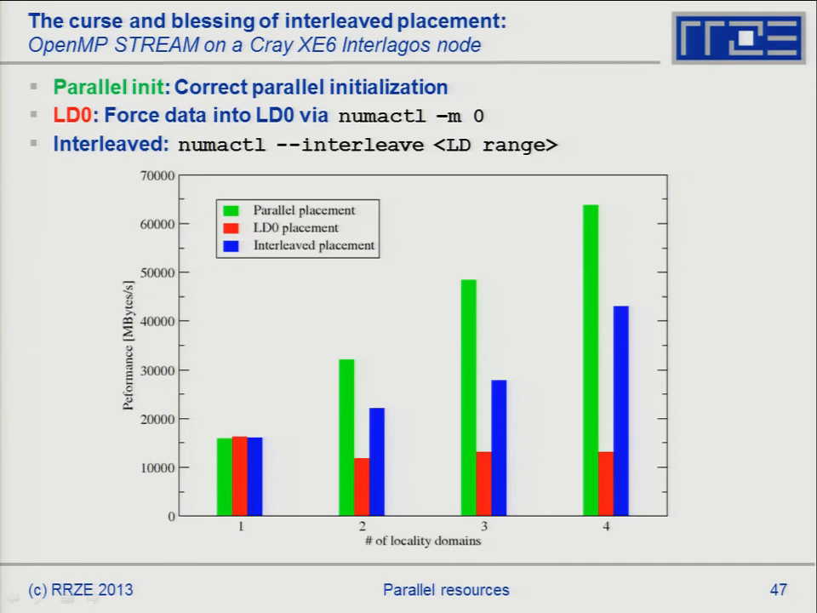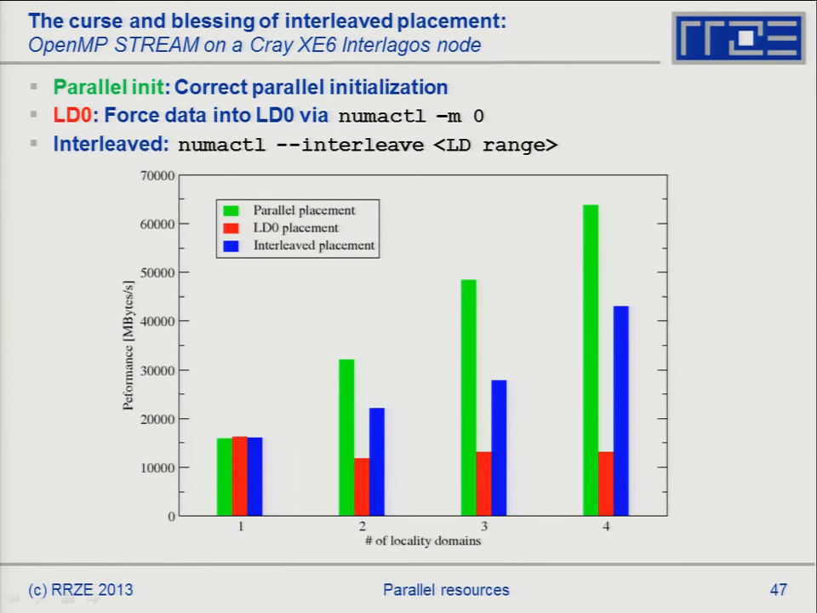Here's our last visualization of what happens with correct versus incorrect NUMA placement. We have here a Cray XE6 Interlagos node, four NUMA domains, two sockets, and we run a stream benchmark in three different ways. The green data is the performance across number of domains when the parallel placement is done correctly. You see scaling is perfect, performance goes up from 15 or 16 gigabytes per second to 64. That's how it should be in a NUMA system.